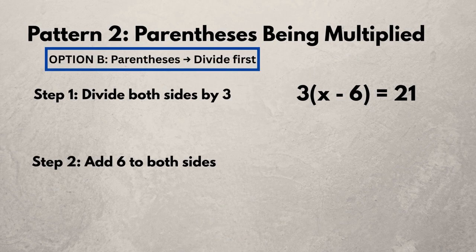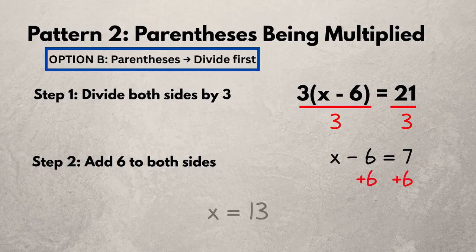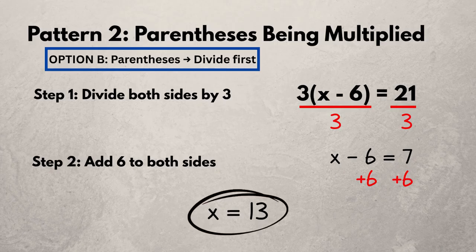Option B, divide first. Since 3 is multiplying the whole parentheses, you can divide both sides by 3 right away. That gives x minus 6 equals 7, then add 6 to both sides, and x equals 13. Same answer. Both ways work. Choose whichever feels easier for you.